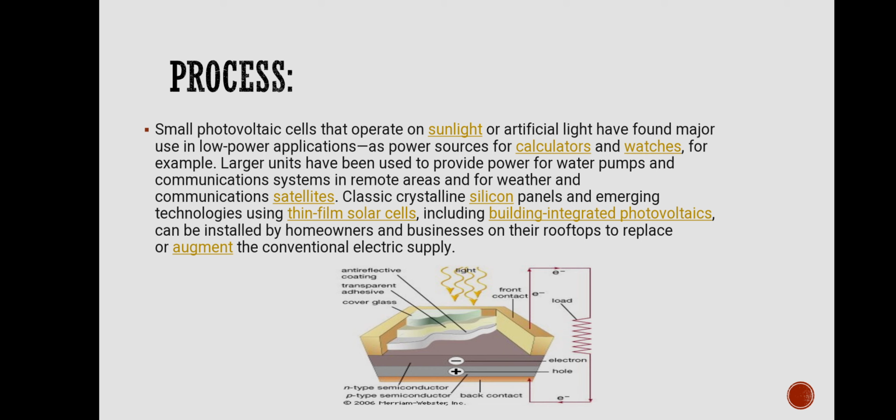Classic crystalline silicon panels and emerging technologies using thin film solar cells, including building integrated photovoltaics, can be installed by homeowners and businesses on their rooftops to replace or augment the conventional electric supply. As we can see, there is an anti-reflective coating and a transparent adhesive cover glass; light is traveling through the surface, front contact, and the n-type semiconductor is on the top and the p-type semiconductor is in the bottom. Back contact is below.